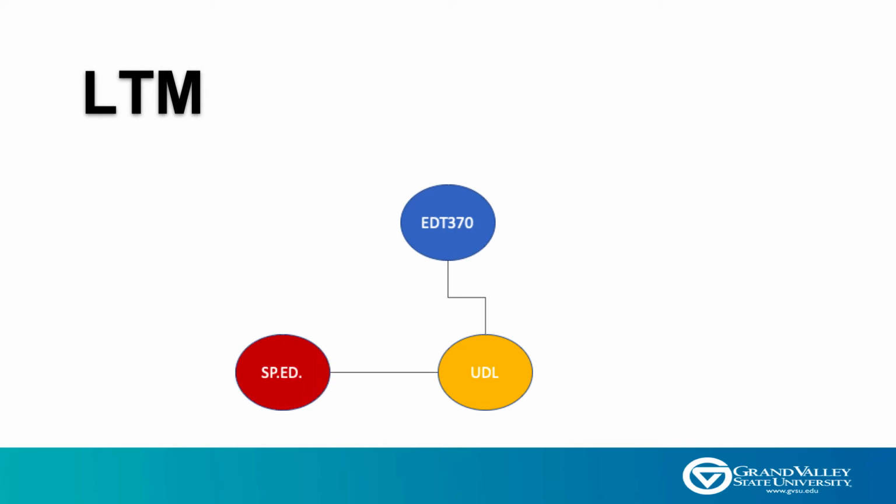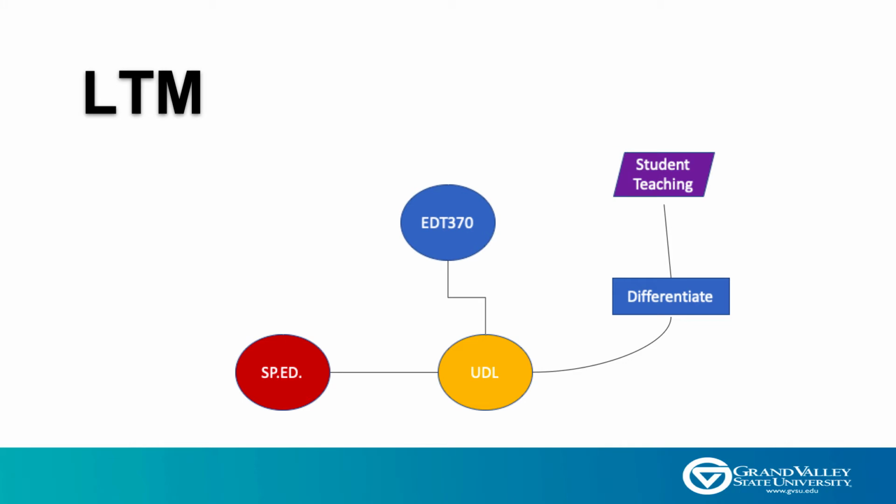So let's start with our class EDT370. One of the concepts we covered in class is UDL, Universal Design for Learning. Several of you mentioned that you came across this concept in other classes. So one of the classes could have been a class on special education. Also, the UDL framework helps us to differentiate our lessons. And that is something I can use in my student teaching in the future.